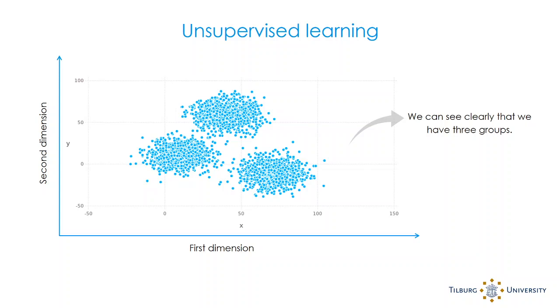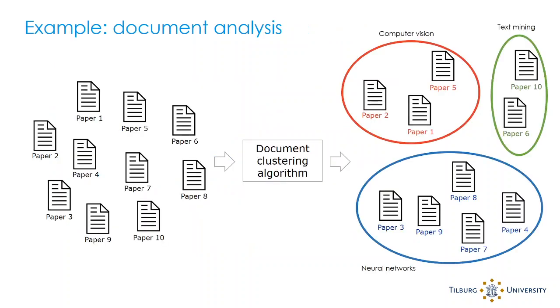So here we have a problem, let's say, and we have two dimensions. We have the first dimension and the second dimension, which are basically the variables describing the problem. And here we can see clearly that we have three main groups. This is something we can do by visual inspection, because this is something that we can handle ourselves, I mean, the space of two dimensions, okay? But of course, this is not always the case.